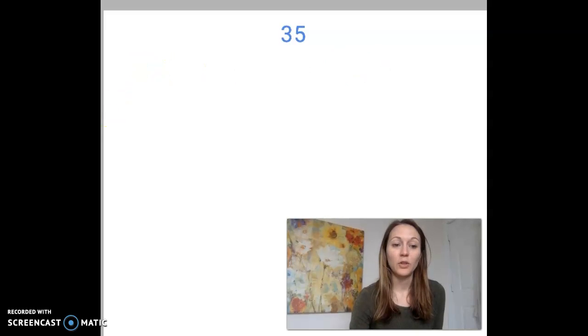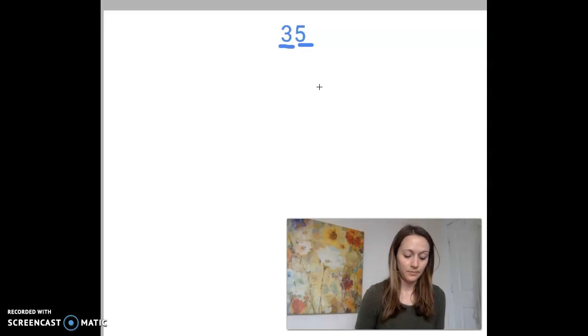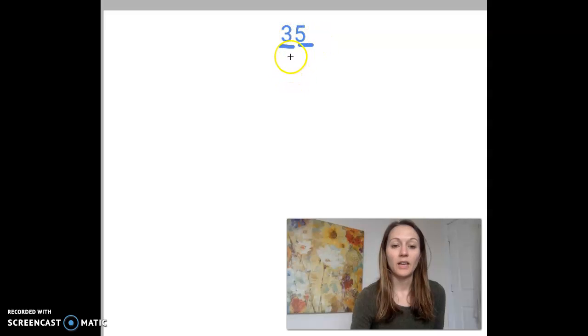All right, if you got 2, you are correct. Let's see. I have 3 as a digit and 5 as a digit. It's important to remember that a digit is any number from 0 to 9. In the number 35, there are 2 digits because 3 is a number from 0 to 9 and 5 is a number from 0 to 9. When they are together, they make the number 35, so therefore it is a 2-digit number.